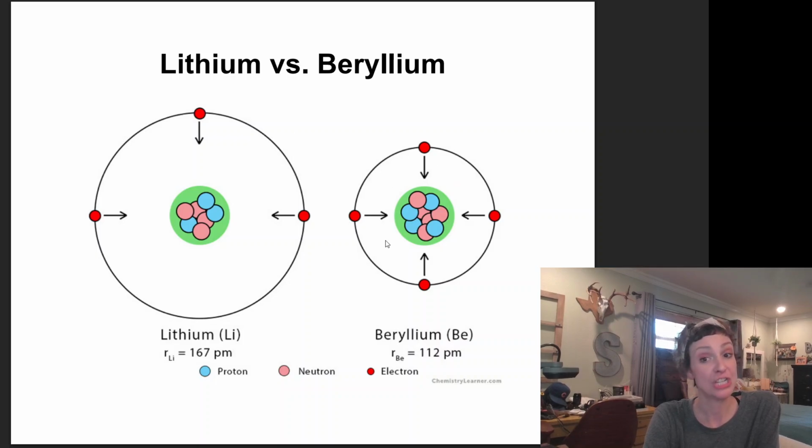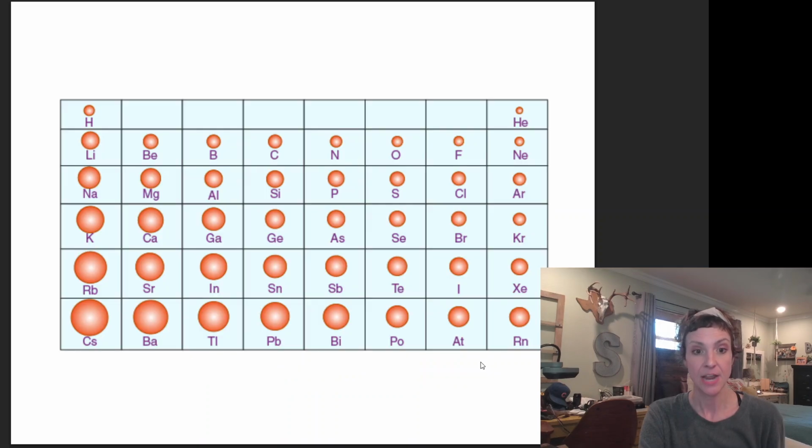Same thing for beryllium. We should see 2 electrons on the first energy level and the other 2 on the second energy level. No matter, this is doing a great job of showing us the relative sizes. So here we know lithium has 3 protons. Beryllium has 4 protons, so beryllium has a greater nuclear charge. His pull on those electrons is going to be stronger, and therefore he will be smaller, with a smaller atomic radius.